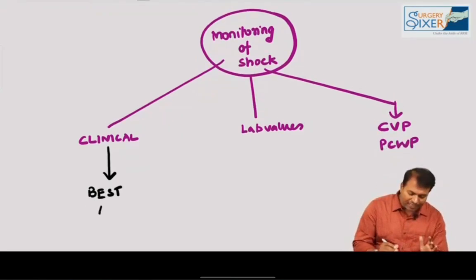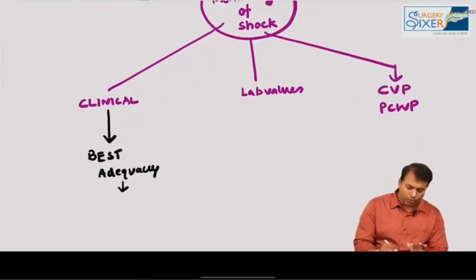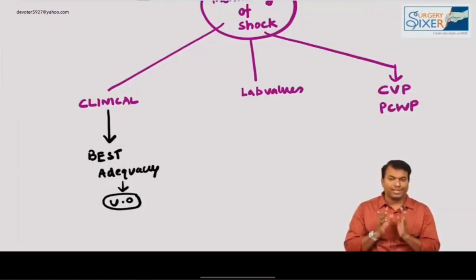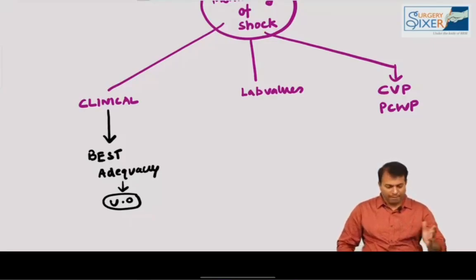adequacy of resuscitation. Please remember, the best parameter to measure adequacy of resuscitation is by means of what? Very well known answer, urine output. Please don't forget. Best clinical parameter, best method to monitor adequacy of resuscitation, is urine output. No confusion in this, no controversy in this. This is a direct line. Best clinical parameter for monitoring of shock, best method to monitor the adequacy of resuscitation is urinary output.